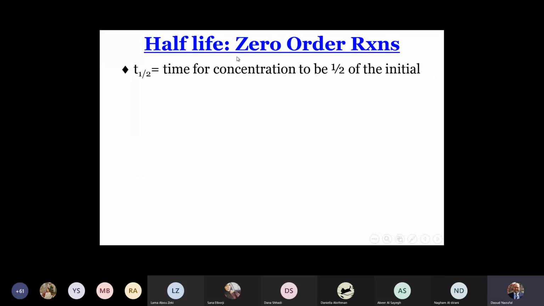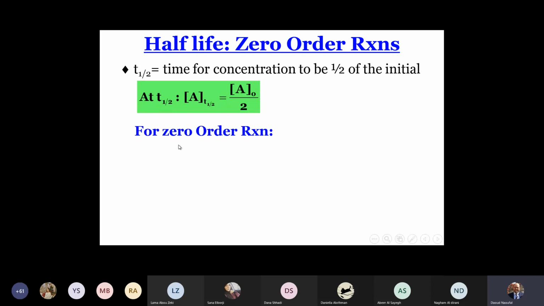So what is the relation of T-half for a reaction of 0 order? By definition, T-half is the time needed to convert half of the initial concentration. So at the time T-half, the concentration of A remaining is equal to A0 divided by 2, if we convert half of A0. So the remainder is the other half of A0. So at T-half, the concentration of A is equal to A0 divided by 2.